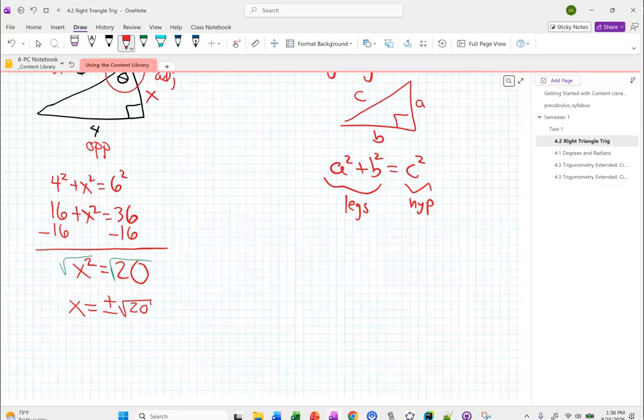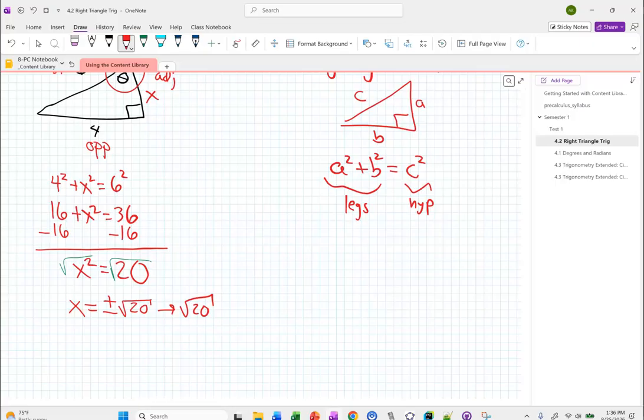Now, in this problem, what is x representing? A side length of a triangle. Does a negative answer make sense in this context? No. So we can drop that negative, because negative side length makes 0 sense in a geometric setting.